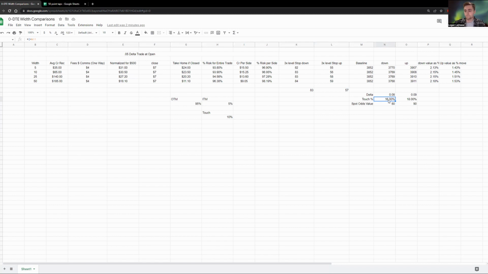So immediately going into this trade, because you have a stop loss, you've gone from a 95% winner to an 84% winner on the put side and an 82% winner on the call side. If you were to get the correct spot odds, to get paid correctly to take those odds, you should be getting an $80 credit or a $90 credit. So we'll say $85, but you're not. You're getting 31 after fees.